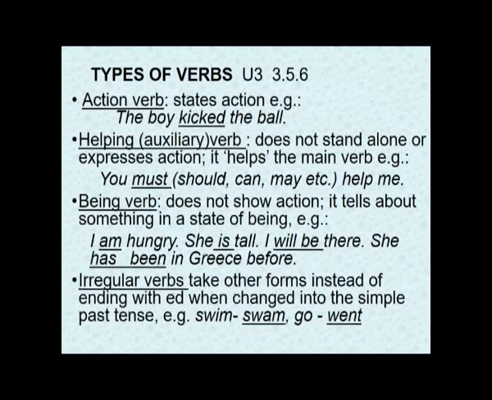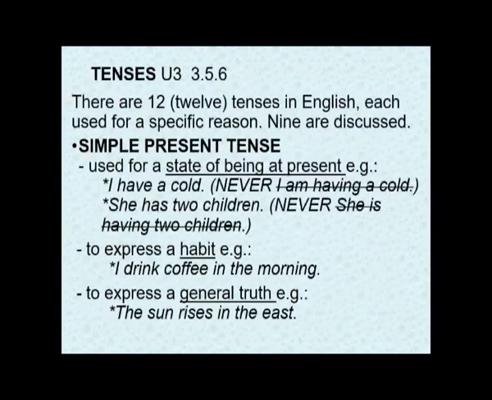Types of verbs. You must know these types of verbs and what they do. The action verb, the helping or auxiliary verb, the being verb, the irregular verb. Okay. Then I come to tenses. And this is what I said in the beginning of the presentation, that you must know your language. That is important. Your grammar, your pronunciation doesn't matter as long as your children can understand you. But it's how you use the language.